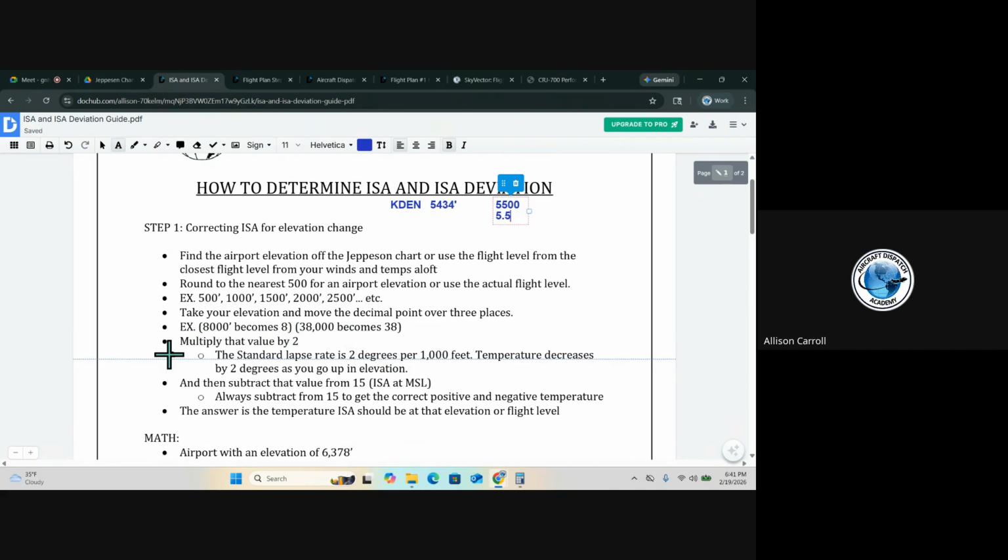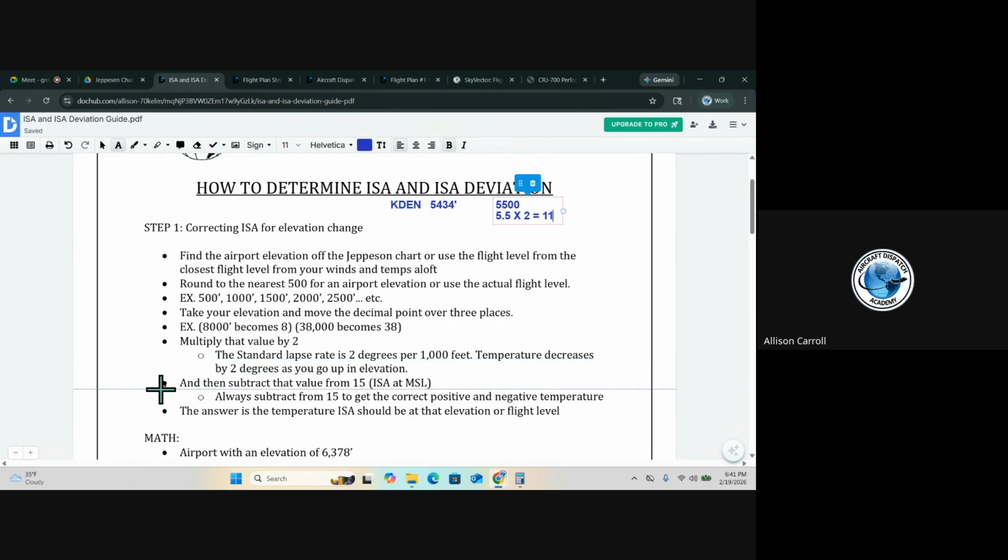Now, remember we have to consider the standard lapse rate. So we are going to take this 5.5 and multiply that value by 2 because that standard lapse rate is 2 degrees per 1,000 feet. Temperature decreases by 2 degrees as you go up in elevation. So we're going to take 5.5, multiply it by 2, and that equals, use your calculator if you want, 11 degrees Celsius.